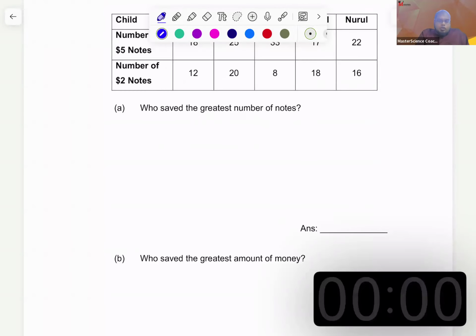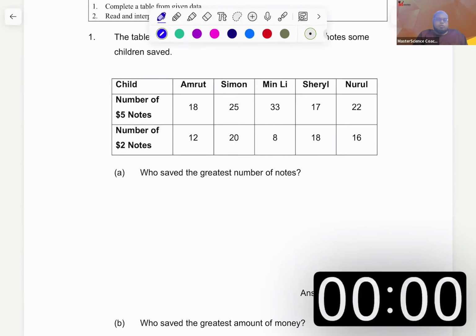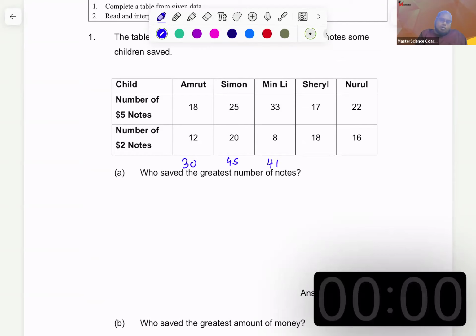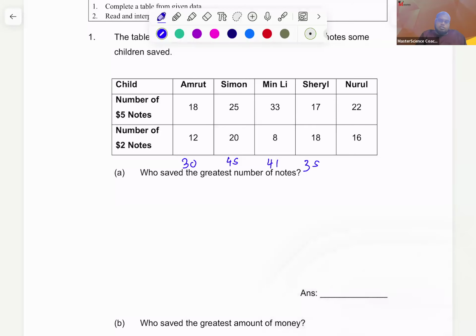Okay. Who saved the greatest number of notes? So if I plus Amrut, 18 plus 12 is 30, right? 25 plus 20, 45. 33 plus 8, 41. 17 plus 18, 35. 22 plus 16, 38. So the answer is Simon. Correct.